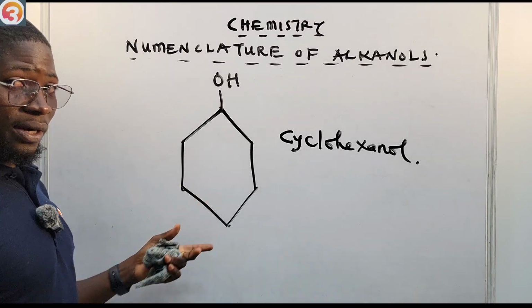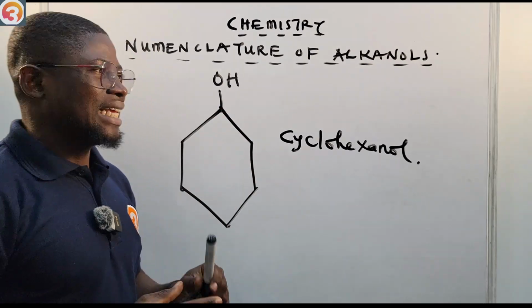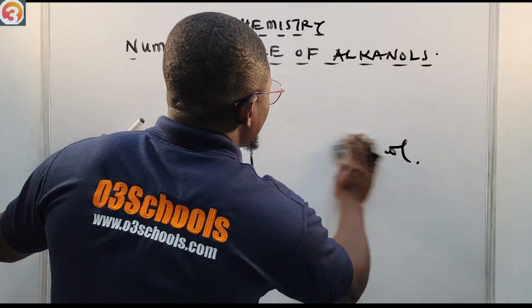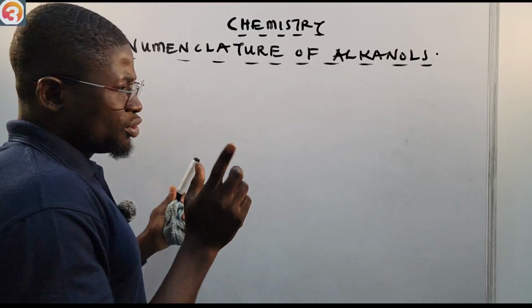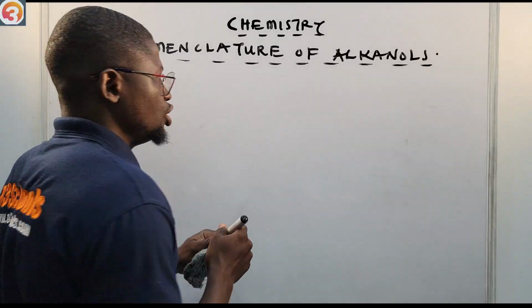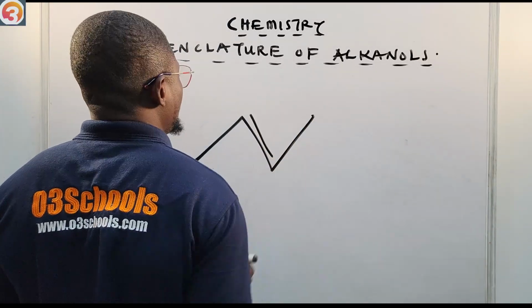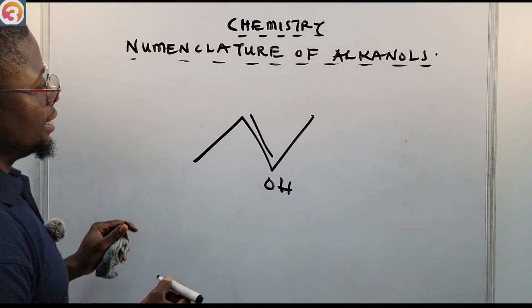This is what I call cyclohexanol. Cyclohexanol. So let us just take the last example. This one promises to be very, very easy. Let me introduce, let's say, a double bond to the structure. Let's say we have something like this, and then here we have a double bond, and then here we have OH. Simple as ABC.